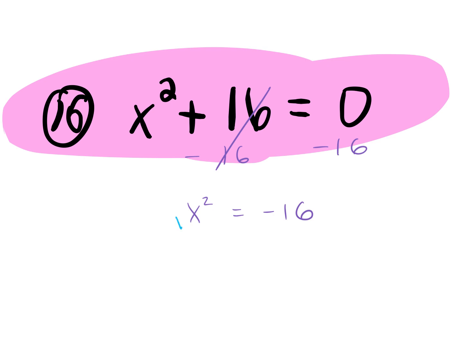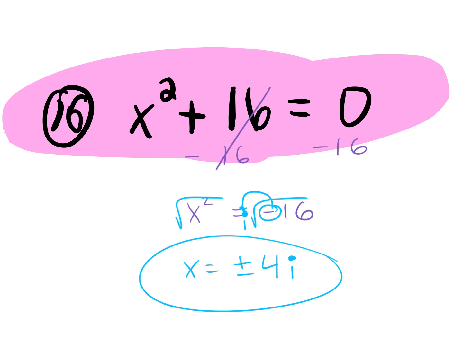Take the square root of both sides. So x is equal to what? Plus or minus 4i. So the square root of 16 is 4, but because we have that negative, we have to make it an i. So plus or minus 4i. So those are 2 answers here.